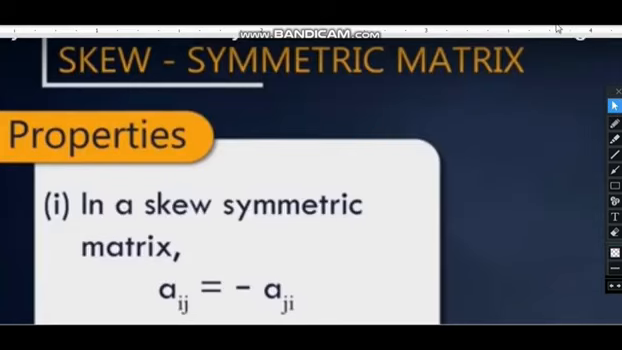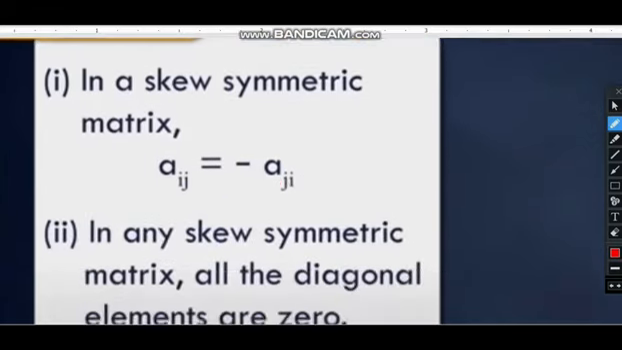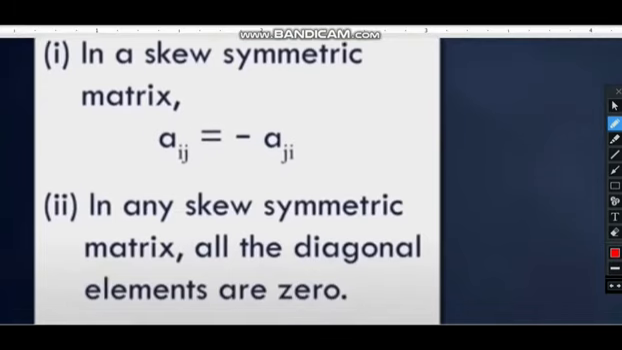Now let us see the properties of skew symmetric matrix. Here Aij should be equal to minus Aji. So there we have plus sign, here we have minus sign. This is the first property of a skew symmetric matrix. And the second property is all the diagonal elements should be 0. This is the second property.